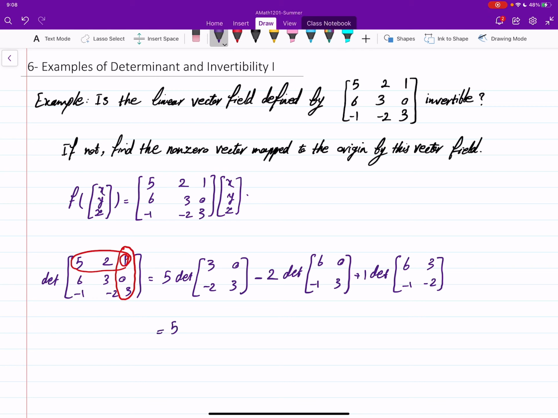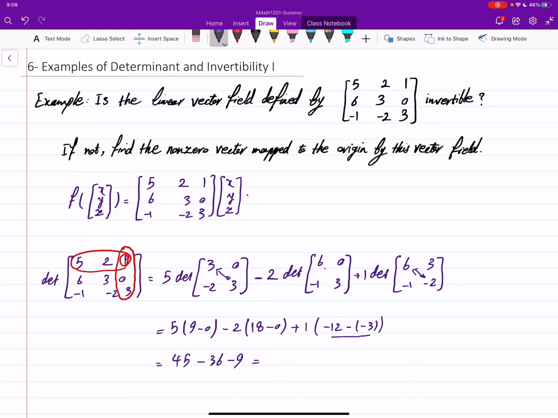Here then I get 5 times (3 times 3, remember for the 2 by 2 matrix, this is 9, minus 0 times negative 2 which is 0). Then negative 2 times (6 times 3 is 18, minus 0 times negative 1 which is again 0). That part is 6 times negative 2, which is negative 12, minus negative 1 times 3, which is negative 3. So this will give me 45, this will give me 36, and this guy here is 9, minus 9.